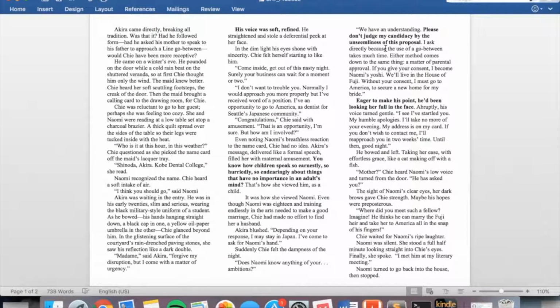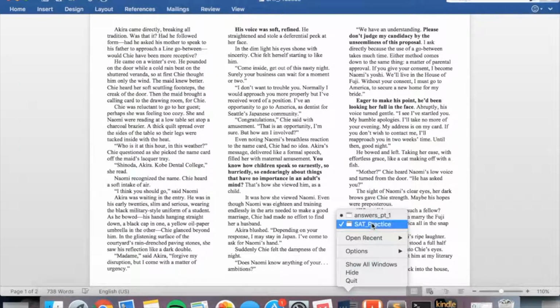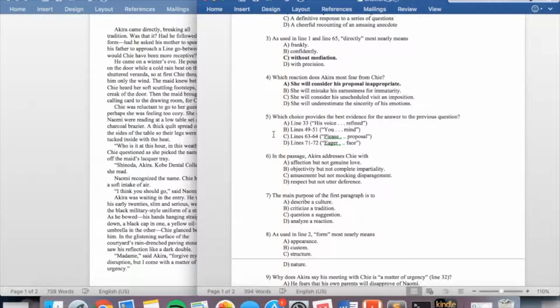C, "please don't judge my candidacy by the unseemliness of this proposal." So what Akira is saying here is, please, I know that this is untraditional, I'm breaking the tradition, but please don't think less of me. So this is great evidence for the answer that we chose. And so that makes me feel good about it. D has nothing to do with it at all. And so we can go back here to the answers and feel pretty good about C being the evidence for our answer in A. And so since we found that pair, that really solid pair, that's what will be the answer, so A and C.